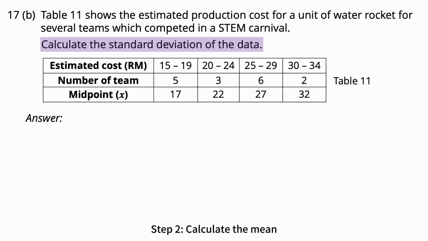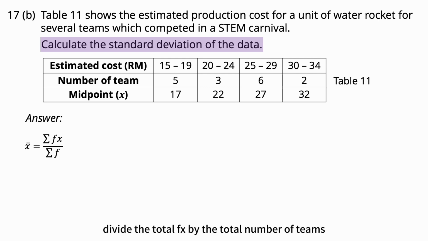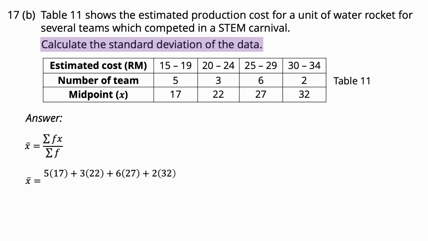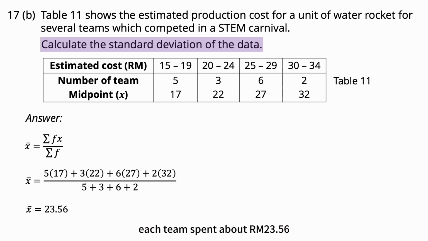Step 2. Calculate the mean. Divide the total fx by the total number of teams. Multiply each midpoint by the number of teams, frequency, and add them up. 5 times 17 plus 3 times 22 plus 6 times 27 plus 2 times 32. Then divide by the sum of frequency, 5 plus 3 plus 6 plus 2. Mean equals 23.56. So, on average, each team spent about RM 23.56.